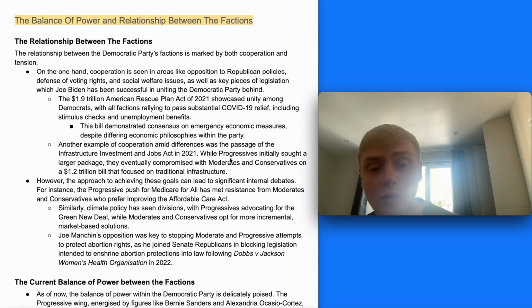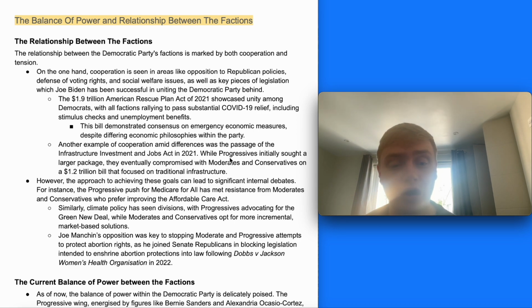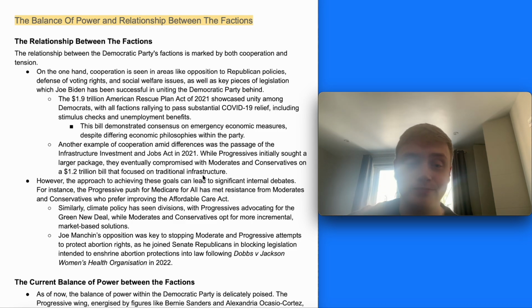Manchin's opposition was key to stopping moderate and progressive attempts to protect abortion rights, as he joined Senate Republicans in blocking legislation intended to enshrine abortion protections into law following Dobbs v. Jackson Women's Health Organization in 2022.